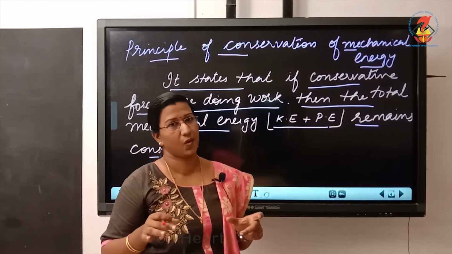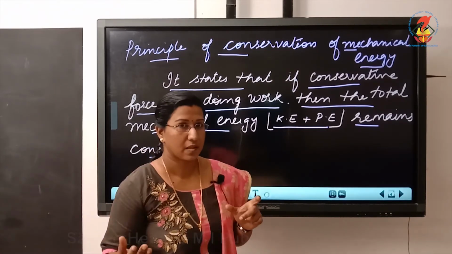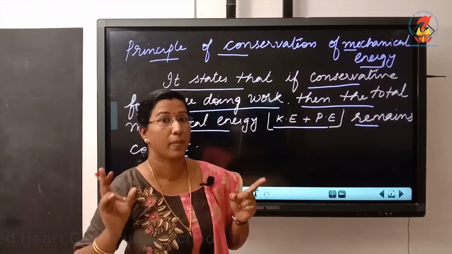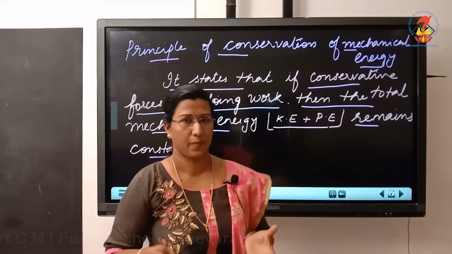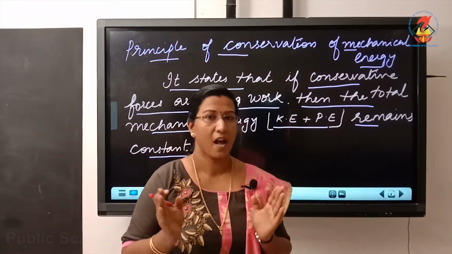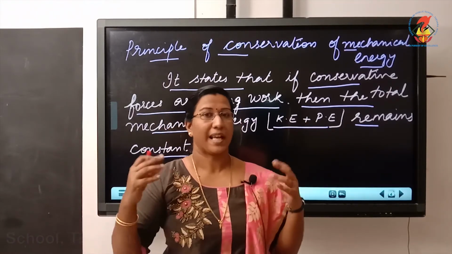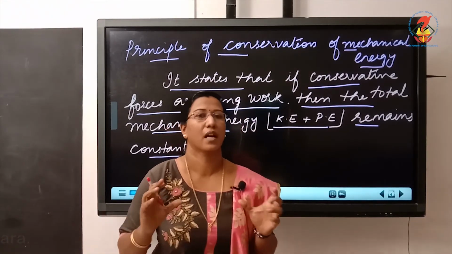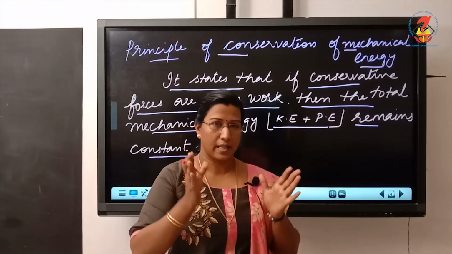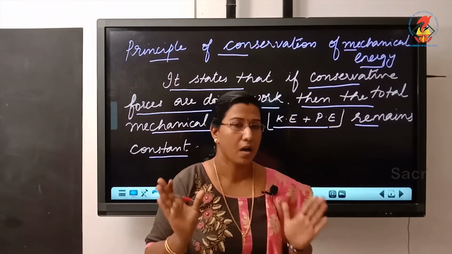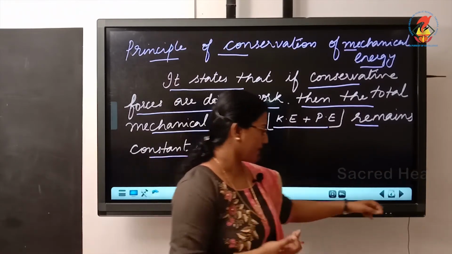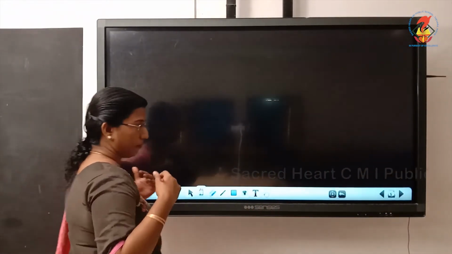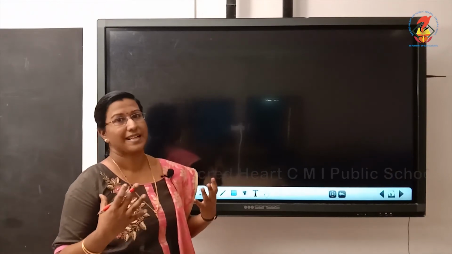What is a conservative force? A force is said to be conservative if the work done is independent of the path, and also if the total work done is equal to 0 in a cyclic process, which means the initial point and final point are the same. So mechanical energy is said to be conserved if the work is done by a conservative force, and the total energy, kinetic energy plus potential energy, will be equal to a constant. So let us see whether the total mechanical energy of a freely falling body is conserved.